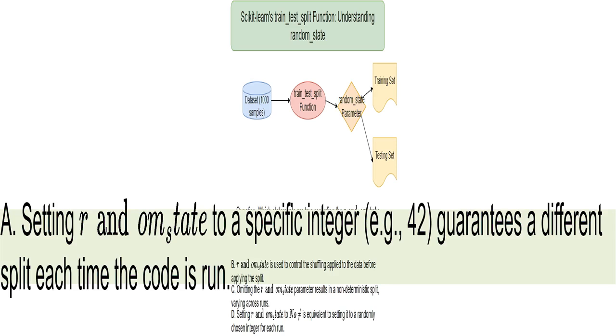Let's analyze statement A, Vamsi. This claims that using a fixed random_state, like 42, will result in a different split every time. This is actually incorrect. A fixed value for random_state ensures that the split is exactly the same each time. It's like setting the seed for a random number generator. The same seed gives the same numbers, and thus, the same split.